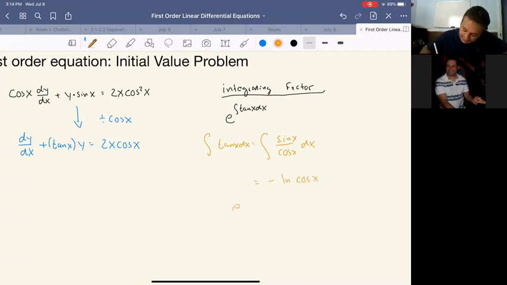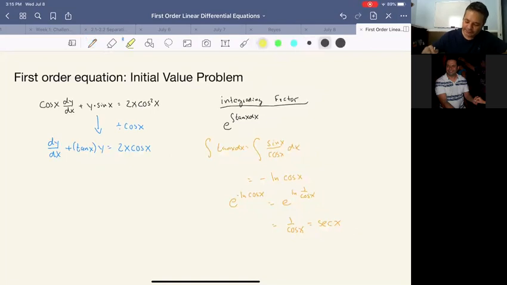So e to the negative natural log cosine x is e to the natural log of 1 over cosine x. So this is going to be 1 over cosine x, or rather secant x. That's our integrating factor. We're going to multiply our equation by that secant x.